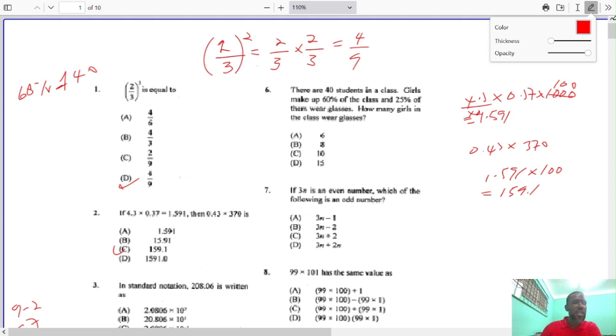So there are 24 girls in the class. Now we want to find 25%, which represents a quarter. So if I want to find a quarter of 24, 4 into 4 is 1, 4 into 24 goes 8. So therefore there are 8 girls.